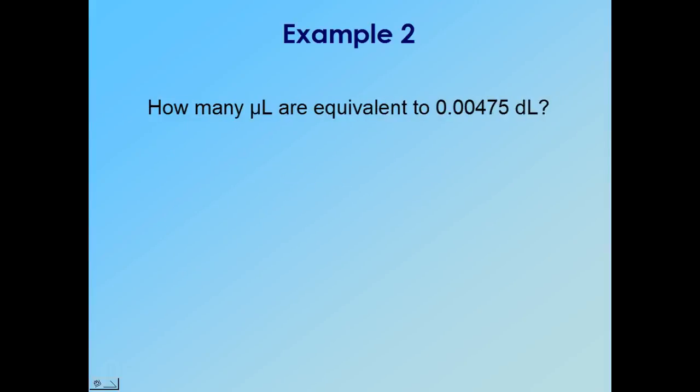Example 2 is going to require a couple of conversions because you're starting with one prefix and you're going to another. We're starting with decis. We have 0.00475 deciliters, and we want to know how many microliters are equivalent to that.